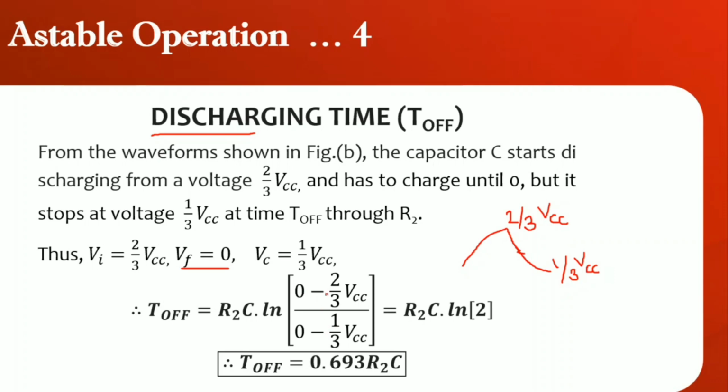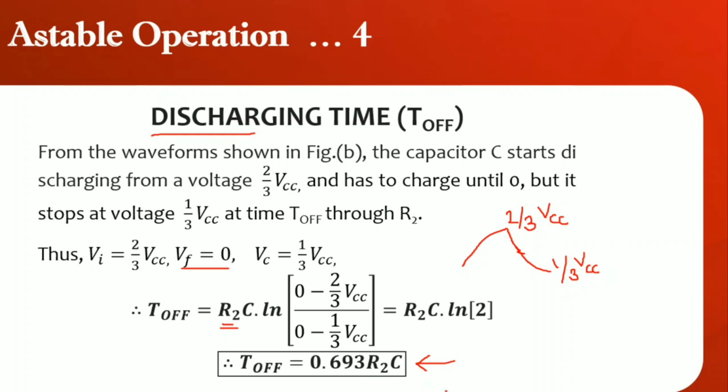So 0 minus 2 by 3 times of VCC, over 0 minus 1 by 3 times of VCC. Here, which is the resistance responsible? Only R2, not R1. So this is equal to R2 into C into ln of 2. So again you will get T off equal to 0.693 R2 into C. This is the discharging time.